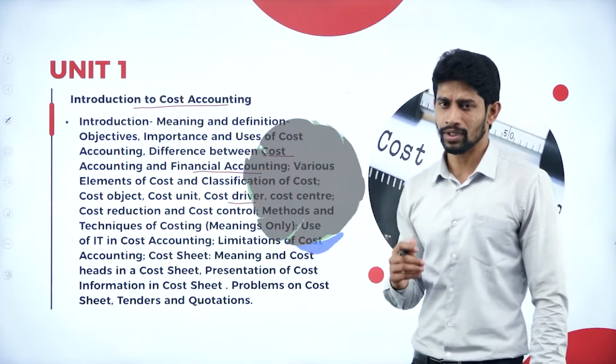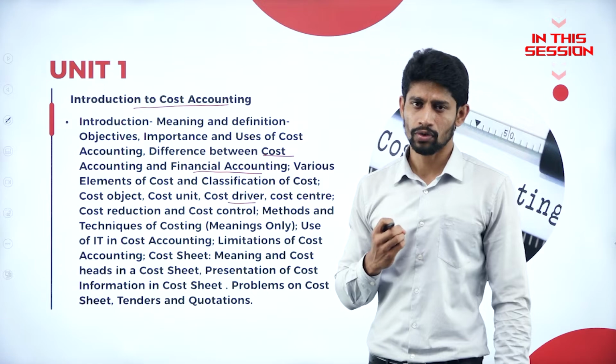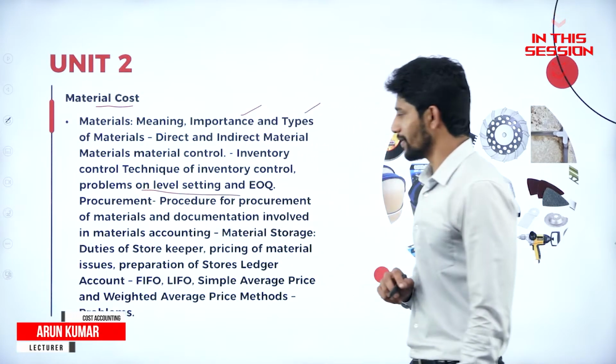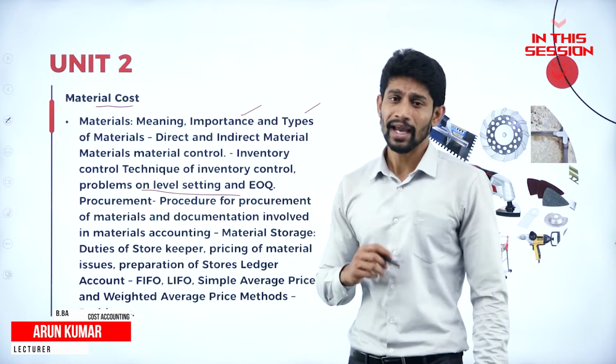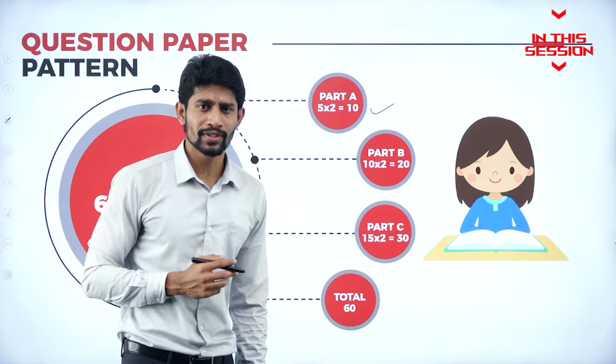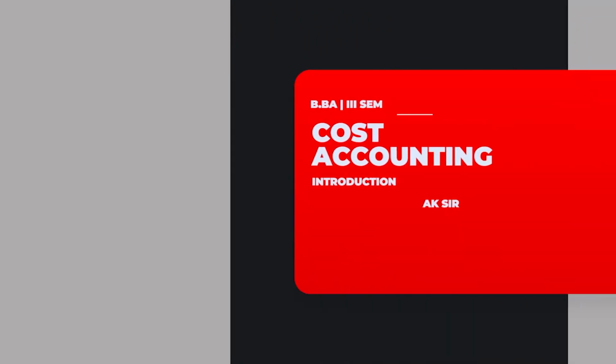So in this particular unit, first we are going to learn about all the basics of cost accounting, problems on level setting and EOQ. Next, EOQ. What is EOQ? Economic order quantity. In part B, you're going to attend 2 questions which carries 10 marks each, totally for 20 marks.